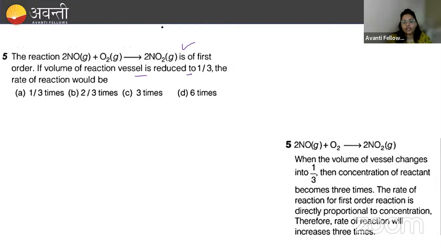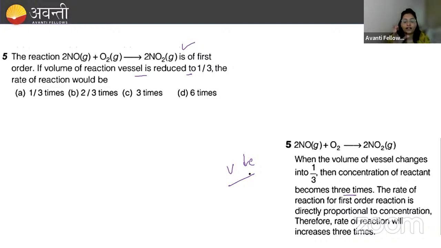So see, in this reaction, when the volume of the vessel changes to 1/3, then the concentration of the reactant becomes 3 times. Because the volume has decreased. The amount of reactant was the same, but the volume has decreased. So that's why in the lesser volume, what is happening?